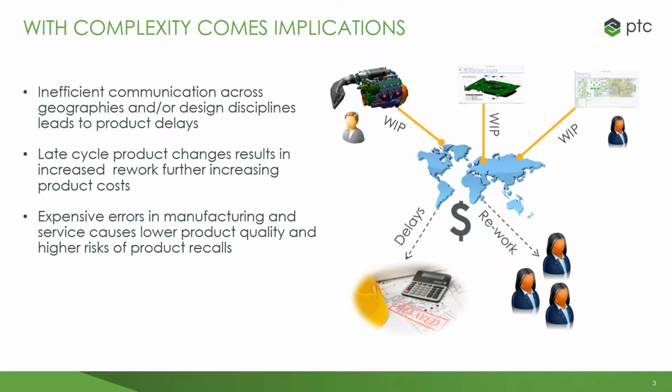With the complexity comes implications. If we're not able to effectively communicate to all the people who are required to participate in product development, this can lead to delays. Additionally, if we're not able to successfully validate the digital models, then we oftentimes don't find out about issues until we get to production or creating the physical product. This can create additional delays as well as increase the cost by having to absorb late stage changes.